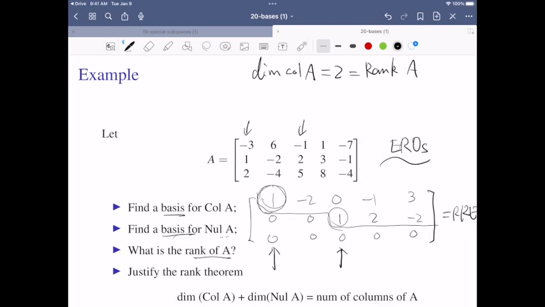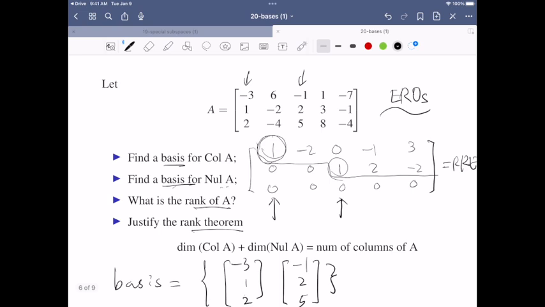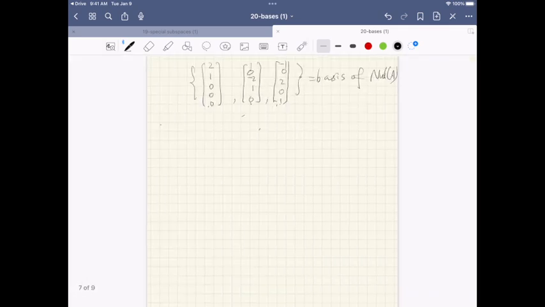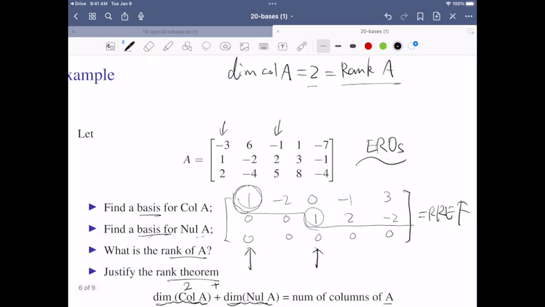And what is the rank of A? We already mentioned that the rank of A is 2. And let's justify the rank theorem. What is the rank theorem? The rank theorem says the dimension of Col A plus the dimension of Null A equals the number of columns of A. So we said the dimension of Col A, which is the rank of A, is 2, plus the dimension of the null space of A. We have seen that 1, 2, 3, so this is 3, and it equals the number of columns of A: 1, 2, 3, 4, 5, so 5.